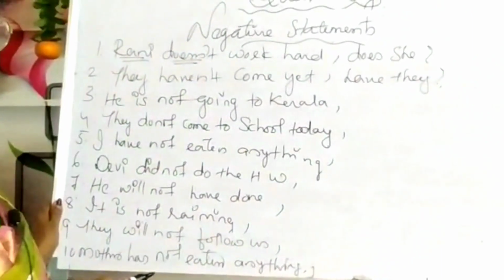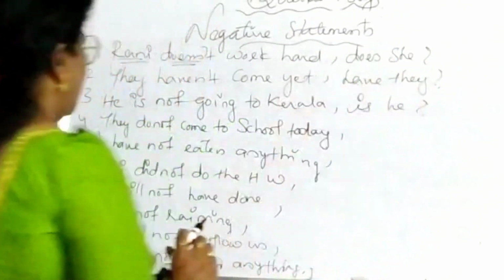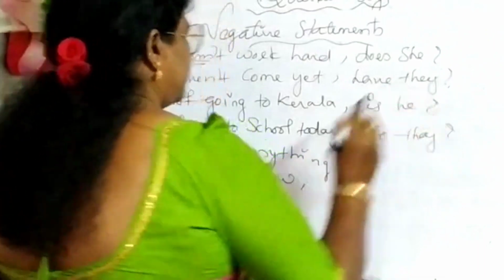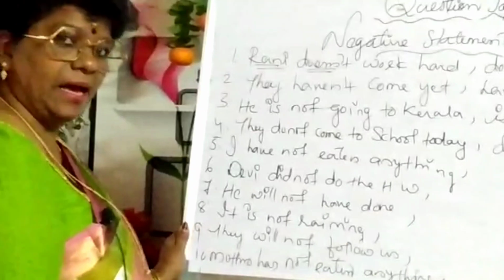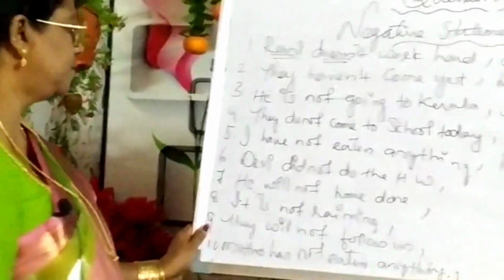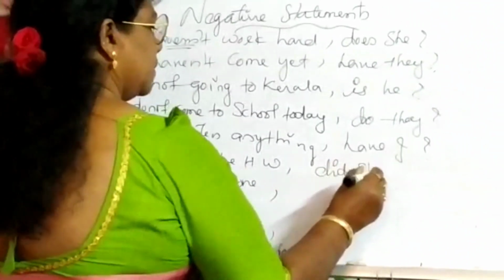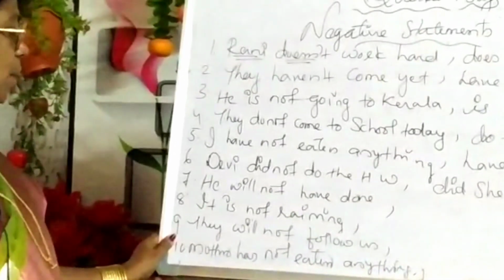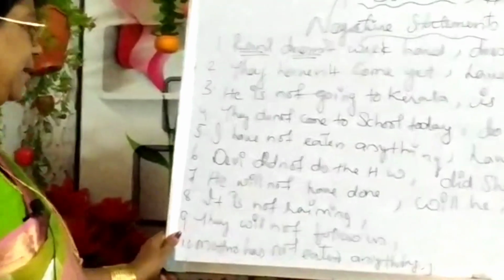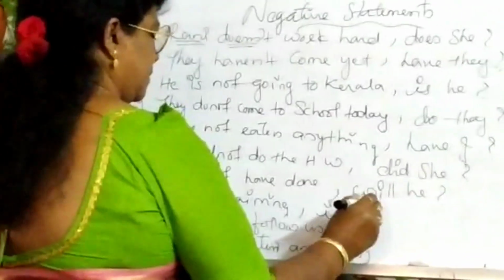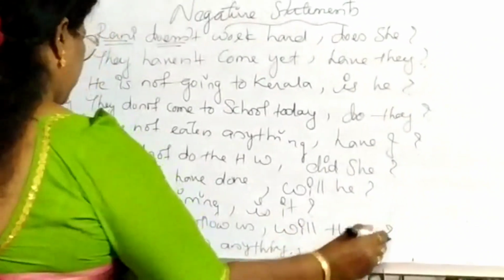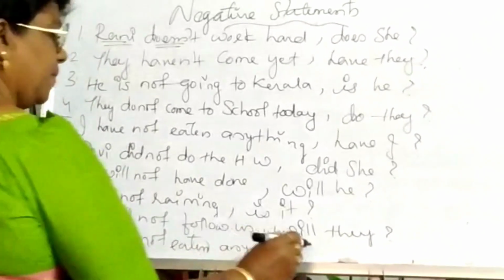He is not going to Kerala. Is he? They do not come to school today. Do they? I have not eaten anything. Have I? Devi did not do the homework. Did she? He will not have done. Will he? It is not raining, is it? They will not follow us, will they? Mother has not eaten anything. Has she?